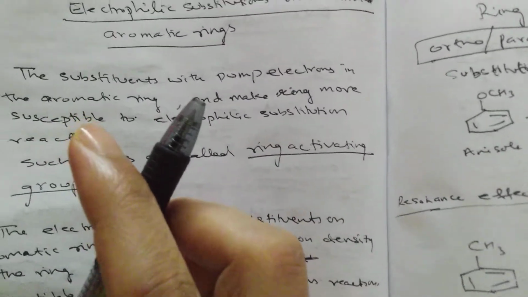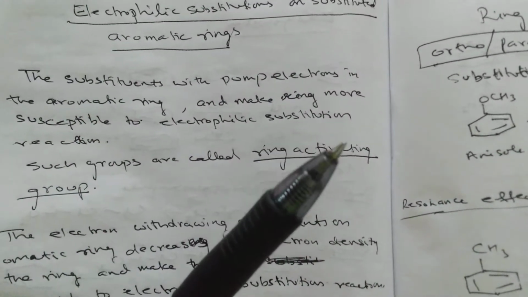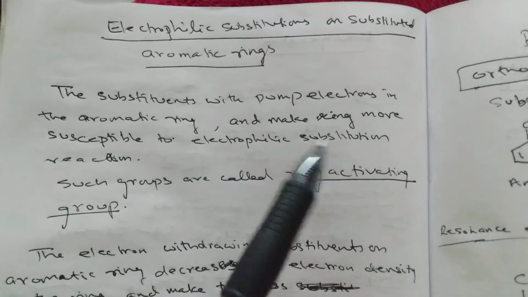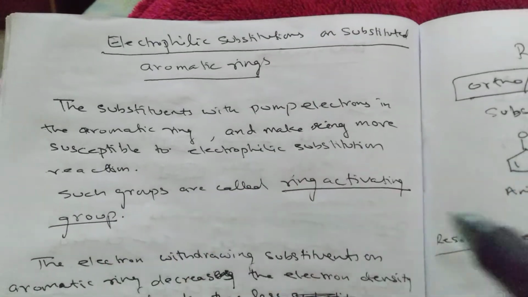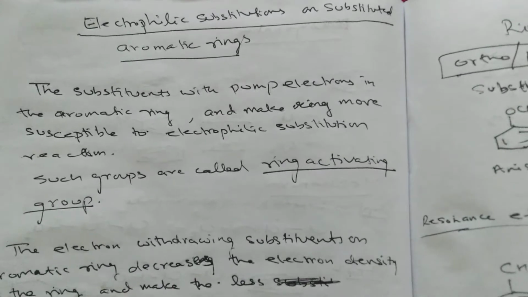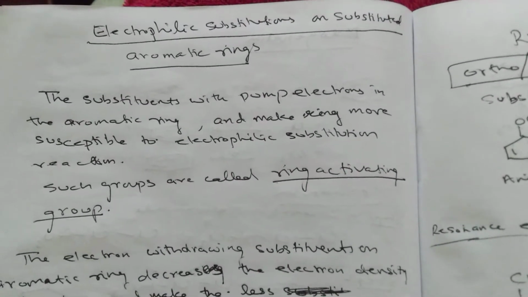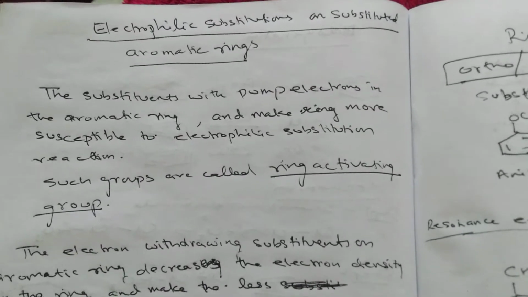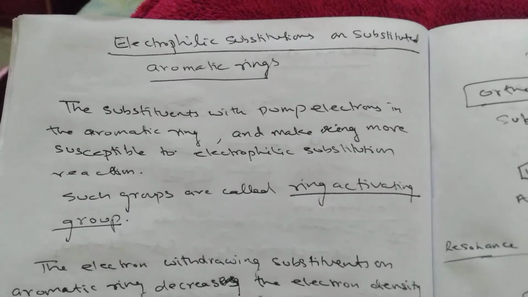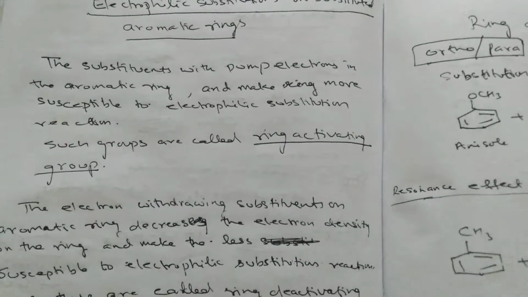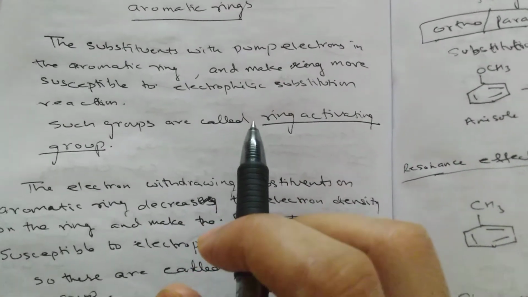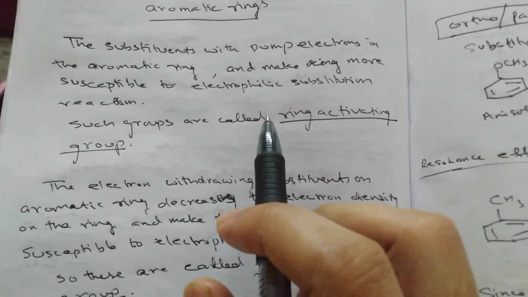Okay, so we'll continue with the second lecture of the topic aromatic substitution reactions, electrophilic aromatic substitution reactions. Now we are going to talk about substituted aromatic rings. Yesterday we talked about how it happens on the benzene ring. Now basically you have to understand that on the benzene ring two types of substituents can be there.